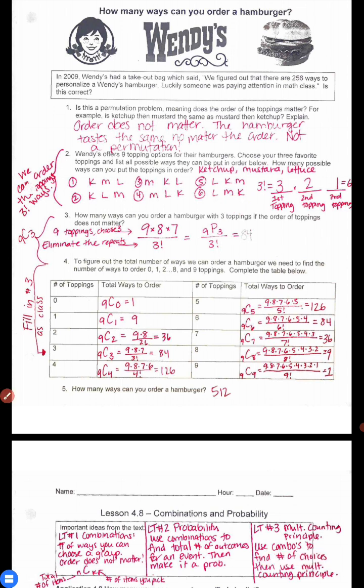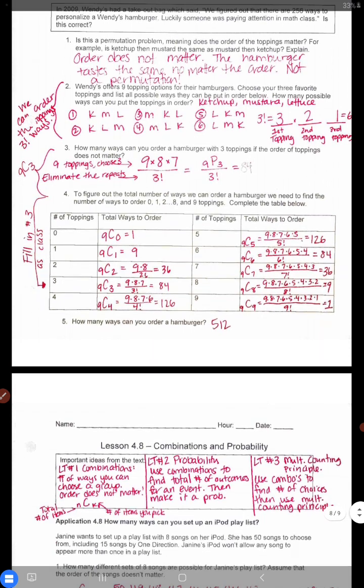Okay? So on number 3, how many ways can you order a hamburger with 3 toppings if the order of the toppings does not matter? Okay? So they've given you a formula here. We're not going to go through that whole formula. But if the order of the toppings doesn't matter, it's not a permutation. That is what we call a combination. And so when we do this one in our calculator, we're going to hit almost exactly the same buttons, except for one slight difference.